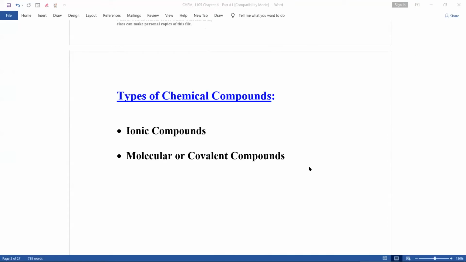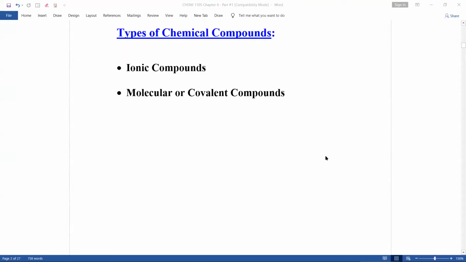All right. So we have two types of chemical compounds, ionic and covalent. I'll never ask you on a test what kind of chemical compounds are there, but I'll use this terminology in class.